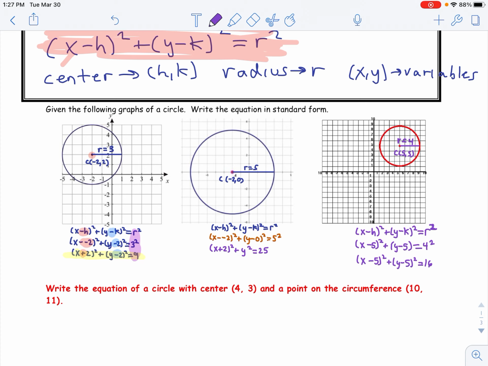We got to know the equation: h and k are the center. When you plug it in, you got to change the sign because it's x minus h, y minus k. We know r is the radius. When you plug it in, you got to square it. And just be careful you don't have any sign errors.